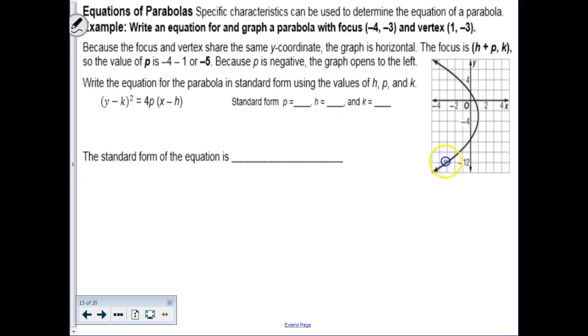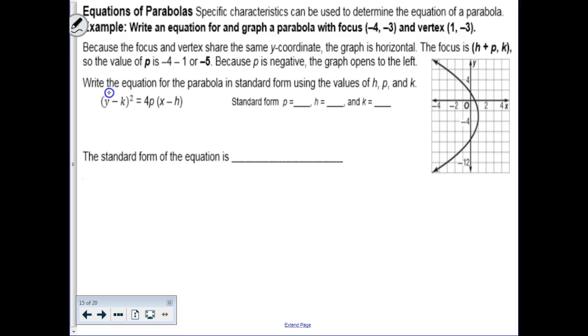Now, are you noticing that this is opening to the left? What do you think that means? The p value is going to be negative. Very good. So this dyslexic teacher knows that in her head, but is very worried about messing it up anyways. So I'm still going to use my formulas. This is how I'm going to approach this question every time.